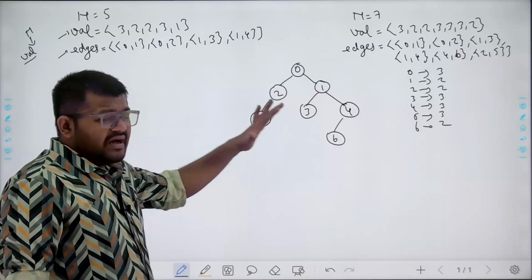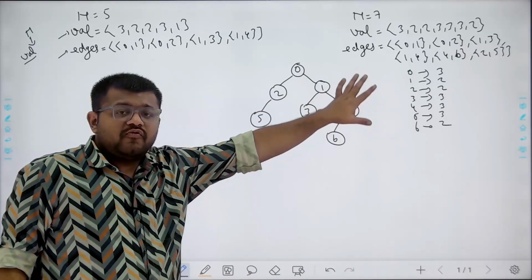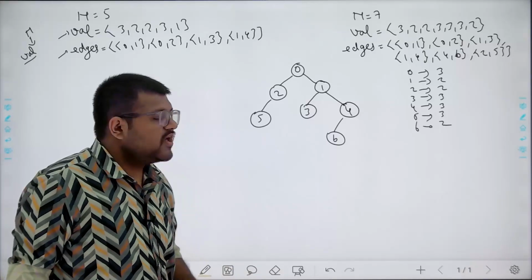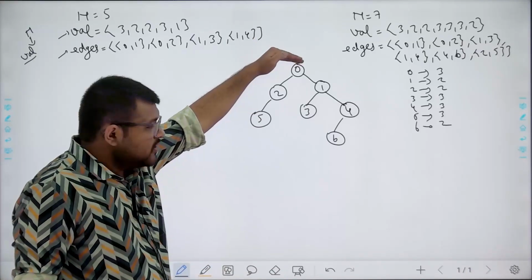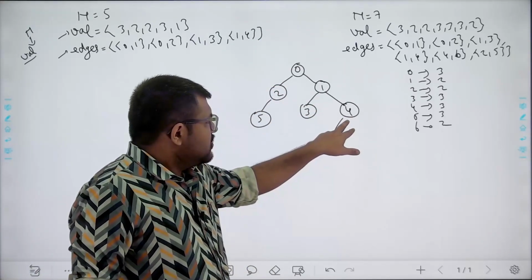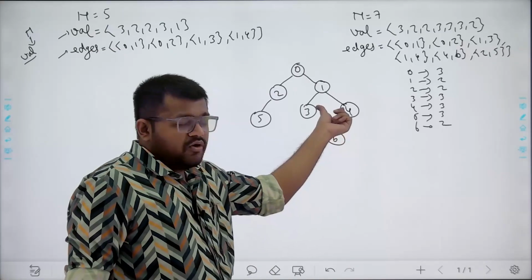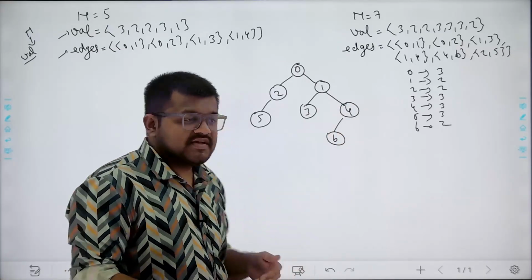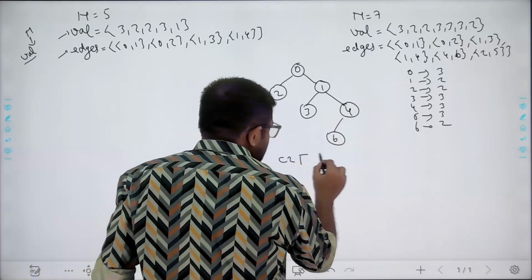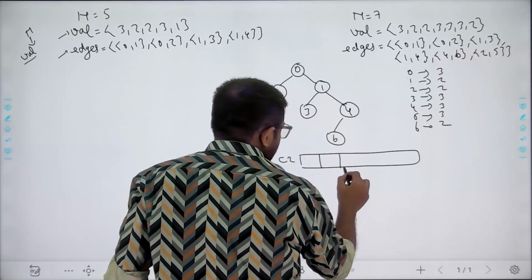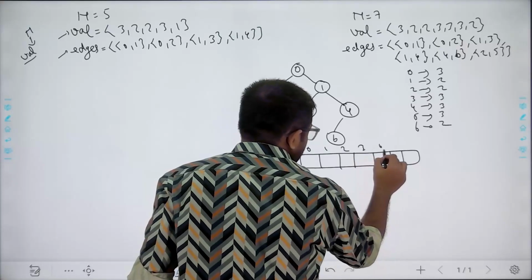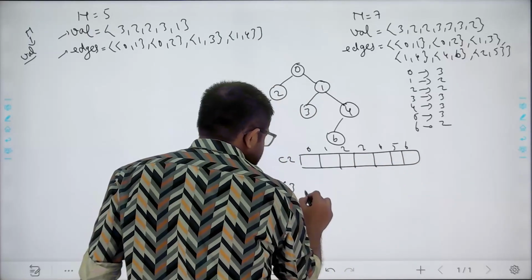Now I want to calculate the number of 2's and number of 3's in the subtree of each node efficiently. So how can I do that? I will start a DFS from here. First of all, I'll increment the count of 2's and 3's for all the nodes where the value is 2 or 3 itself. So let's say this is my C2 array, which will count the total number of 2's. So it will have indexes 0 1 2 3 4 5 and 6, and this is my C3 array.